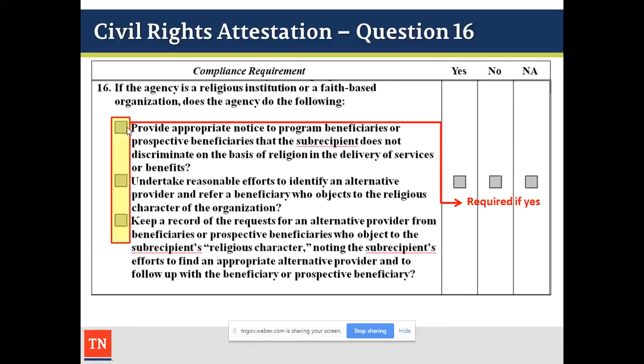Question 16 may not apply to you because it is asking about if your agency is a religious institution or a faith-based organization, so it very well may not apply to you. If it does, however, just remember that you have to be able to say that you're doing all three of those actions, these three right here with the boxes to the left, in order to be able to answer this question yes. If you're not doing all three of these, then you have to answer no.